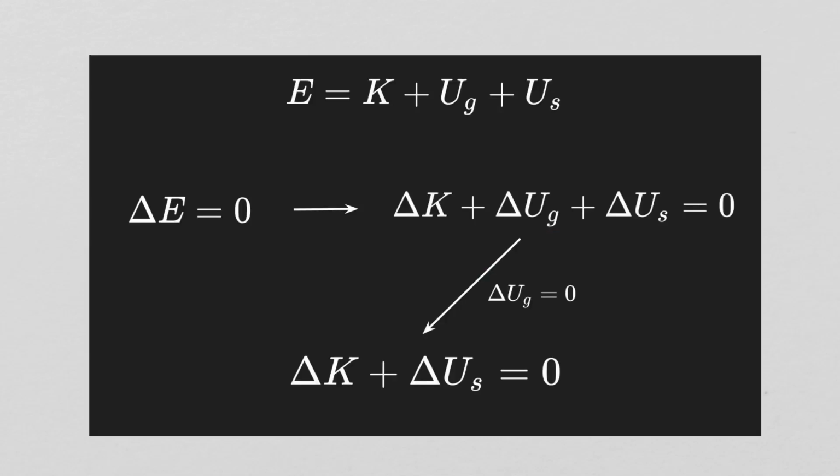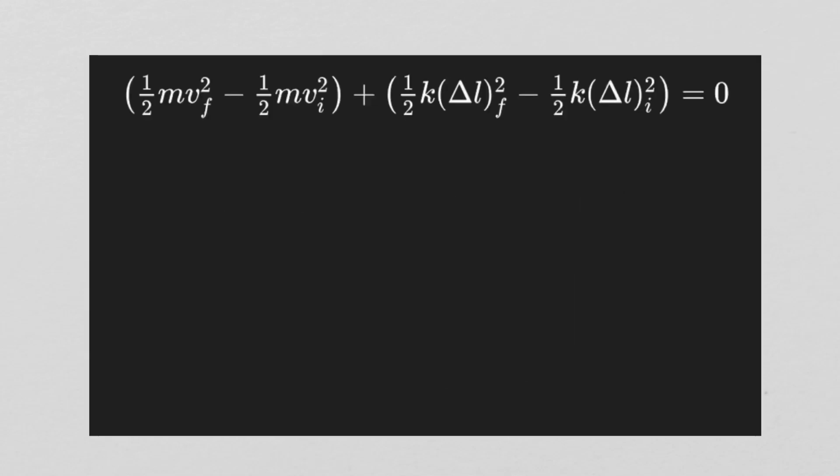And gravitational potential is 0. Why is it 0? Well, it's not moving up or down. That's the only direction that matters with gravitational potential energy. It's not getting any farther away from the Earth's surface. So that is 0. And we plug in our formulas for kinetic energy and potential energy.